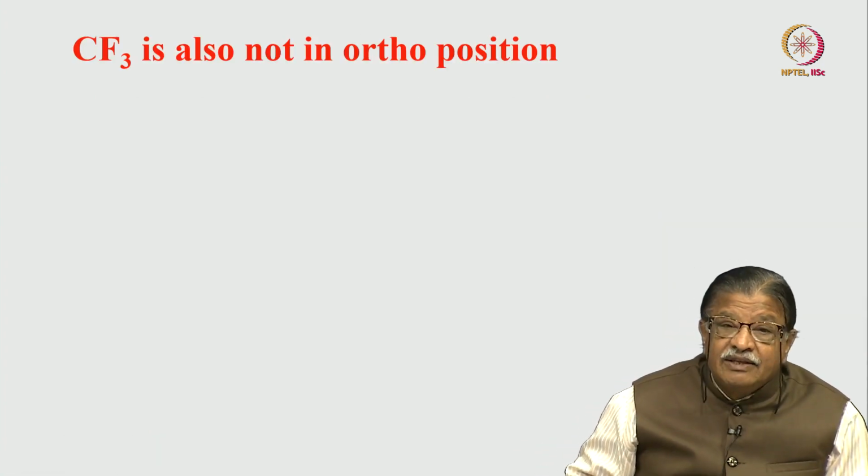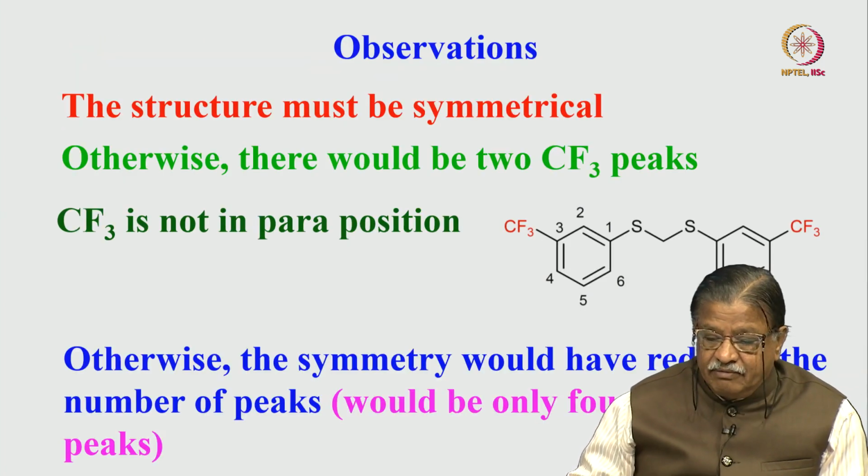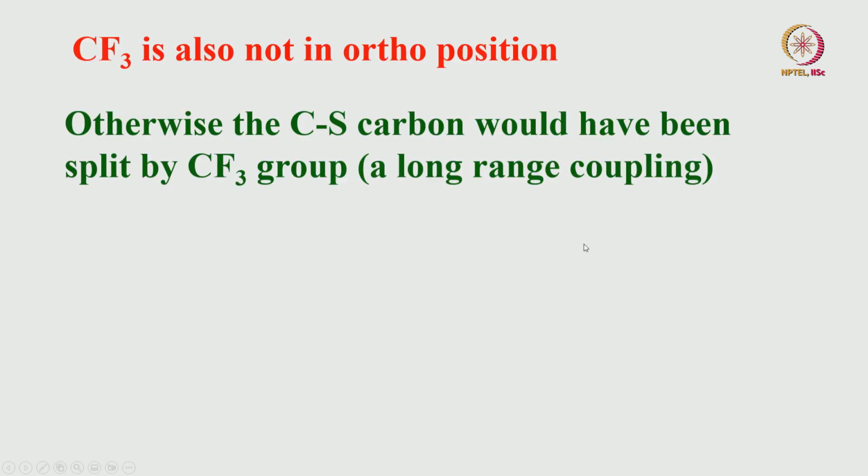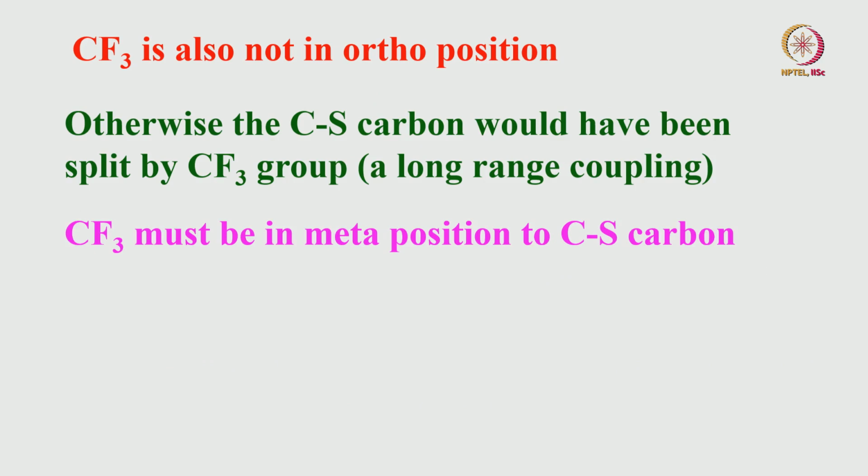Go further, CF3 is also not in the ortho position, I will say here. It is also not ortho with respect to this. Why? Very easily you can come to a conclusion. This CF3 is coupled to this and also these two carbons. If it were to be here, this carbon would have coupled to fluorine. Otherwise, the CS carbon would have been split by CF3 group into a quartet with a long range coupling. But this carbon 1, the carbon attached to sulfur, is still a singlet. That means I can easily conclude CF3 is not ortho to CS carbon. So it is not para, it is not ortho to CS carbon.